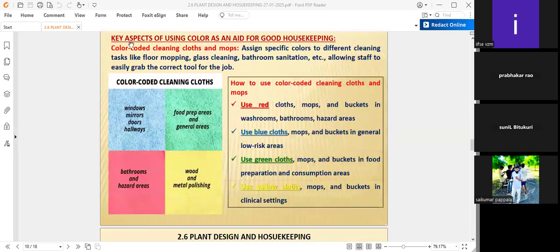If you see these key aspects of using color-coded cleaning cloths and mops, assign specific colors to different cleaning tasks like floor mopping, glass cleaning, as I told, and bathroom sanitation. These are the color codes. Windows, mirrors, doors are always blue. Food preparation areas and general areas are this color, green. Red is for bathrooms and hazardous areas. And wood and metal polishing will be yellow, like this.